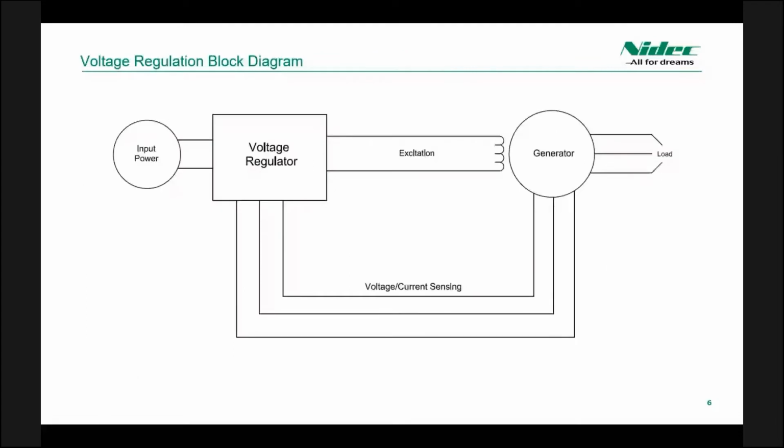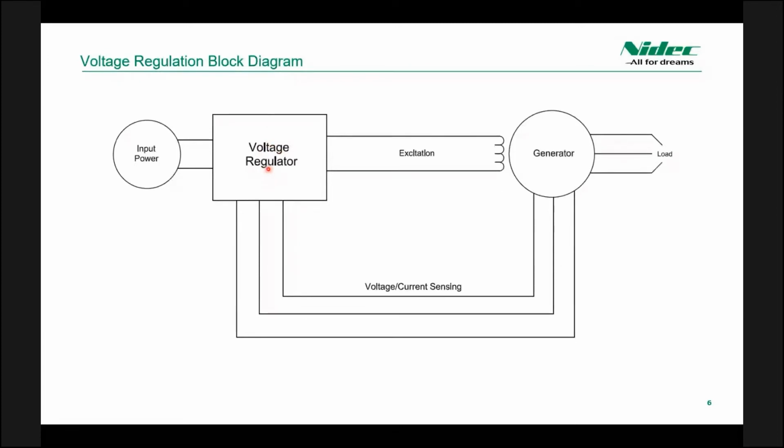So here we have a simple block diagram to illustrate the voltage regulation process. The voltage regulation process is going to start off with the regulator sensing the voltage at the generator output. So these sensing lines right here will let the regulator know what the voltage is at the generator output. Then the voltage regulator will decide, is that at the set point of the generator or is it not?